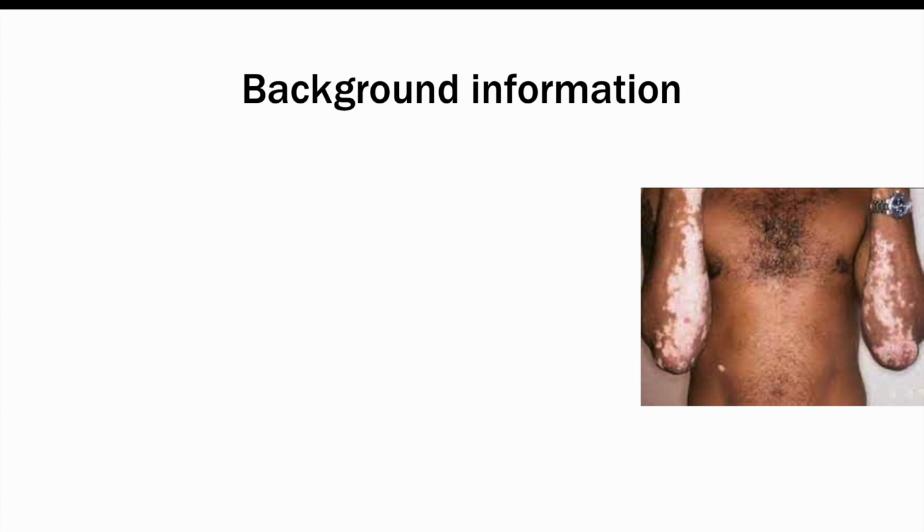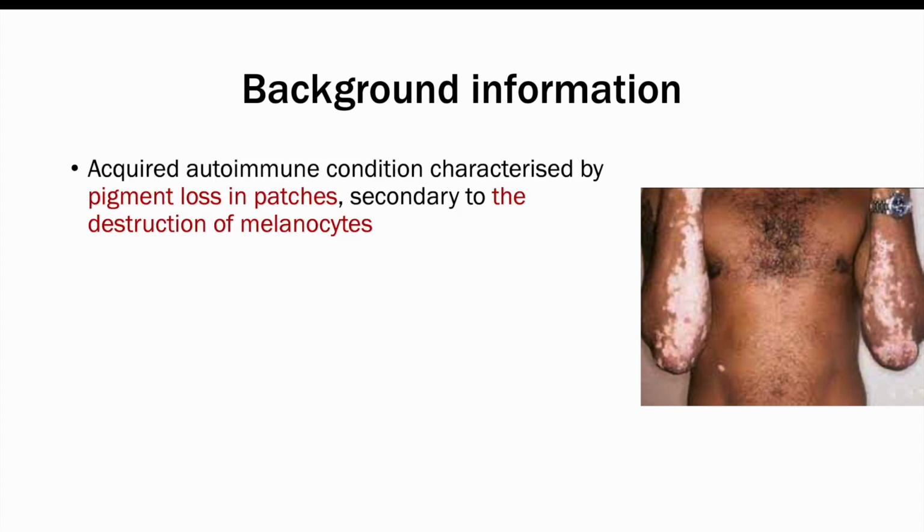Today I'll be going over vitiligo. For some key background information, vitiligo is an autoimmune condition characterized by pigment loss, typically in patches, which is secondary to the destruction of melanocytes. And here you can see a photo of someone with vitiligo.